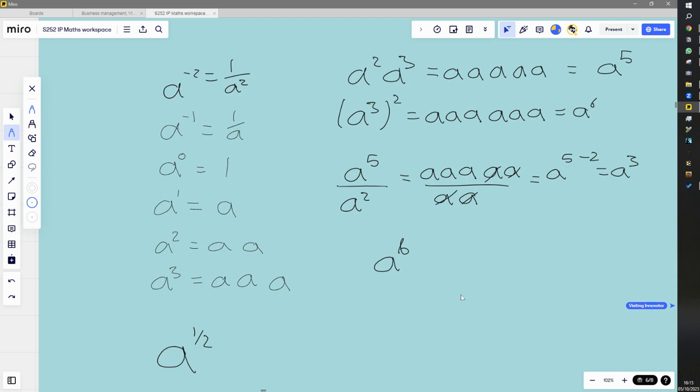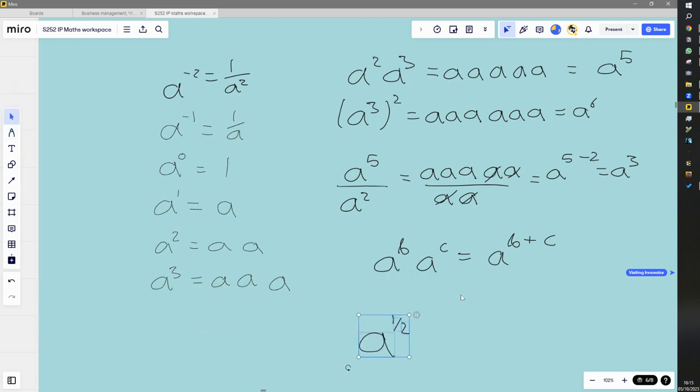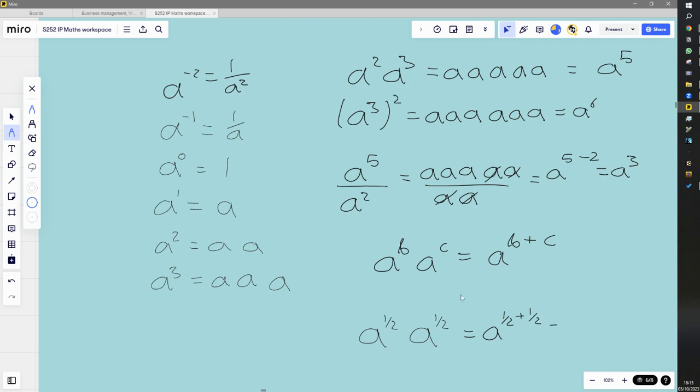So I did a to the power of b and then multiplied by a to the power of c. We know in that case it's going to be equal to a to the power of b plus c. So in other words, what if I were to multiply this by itself? Well, using this rule that we've proven up here, we would see that that's going to be a to the power of a half plus a half, which is a to the power of 1, in other words, a, right?